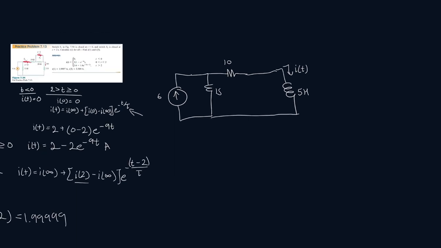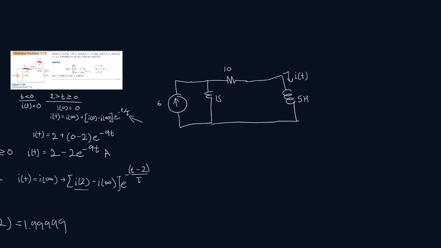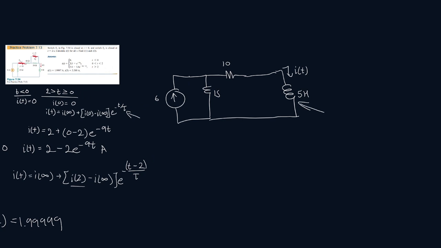Now let's solve for I infinity. Okay, so let's find the voltage here. It's going to be the inductance value times the change in current over the change in time. So since we're trying to find I infinity, this will be infinity. So the voltage will be 0. So we can just ignore this. So we can short circuit this.